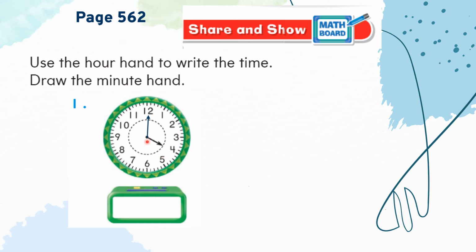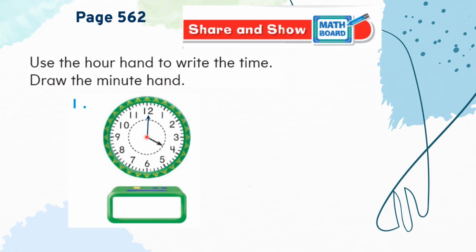Now when you are drawing your minute hand, you have to be sure that your minute hand should be longer in length as compared to your hour hand, because the minute hand is longer than the hour hand. So here it's our minute hand which is pointing directly at 12. Why is it at 12? Because it's exactly 4 o'clock.